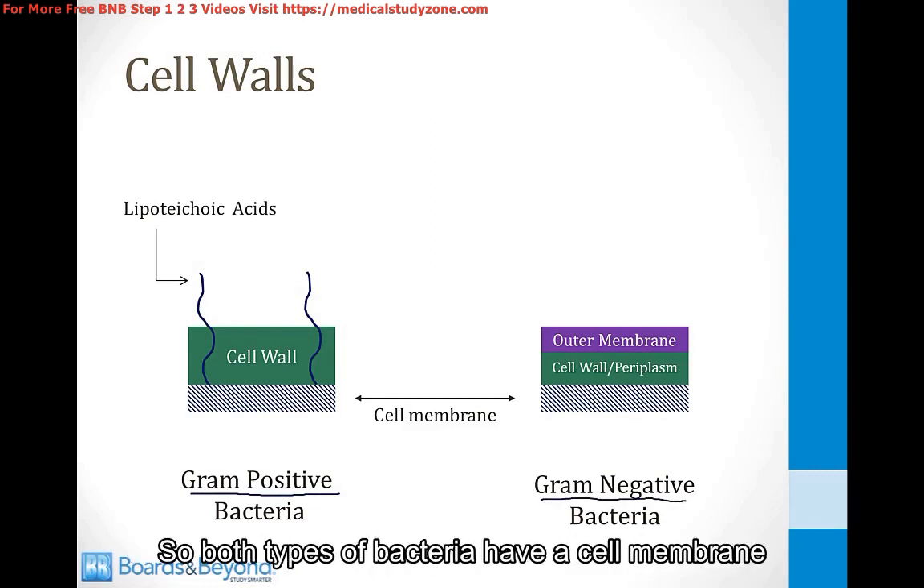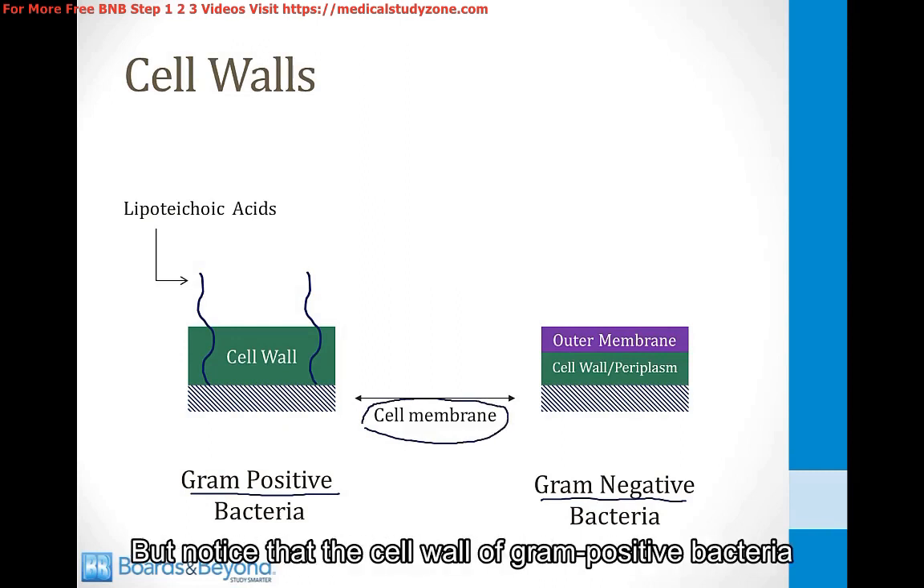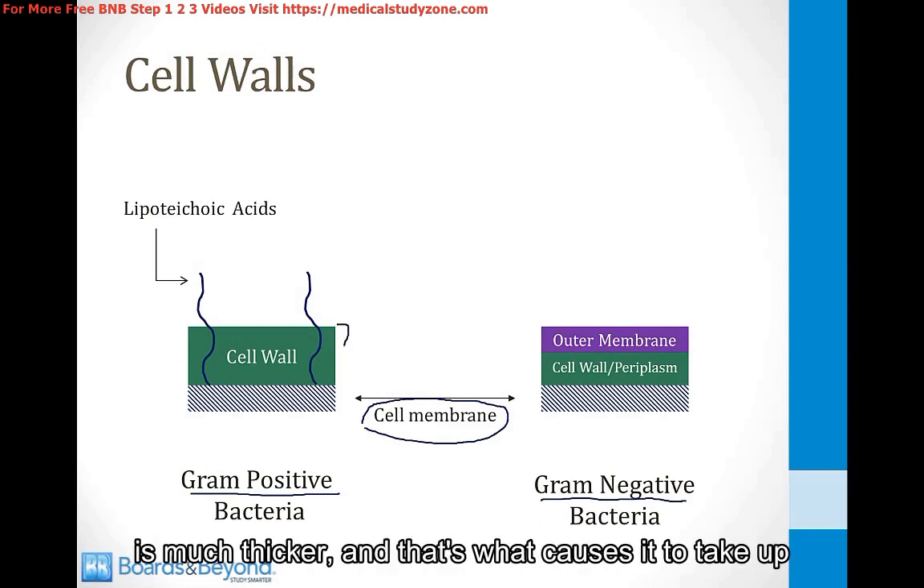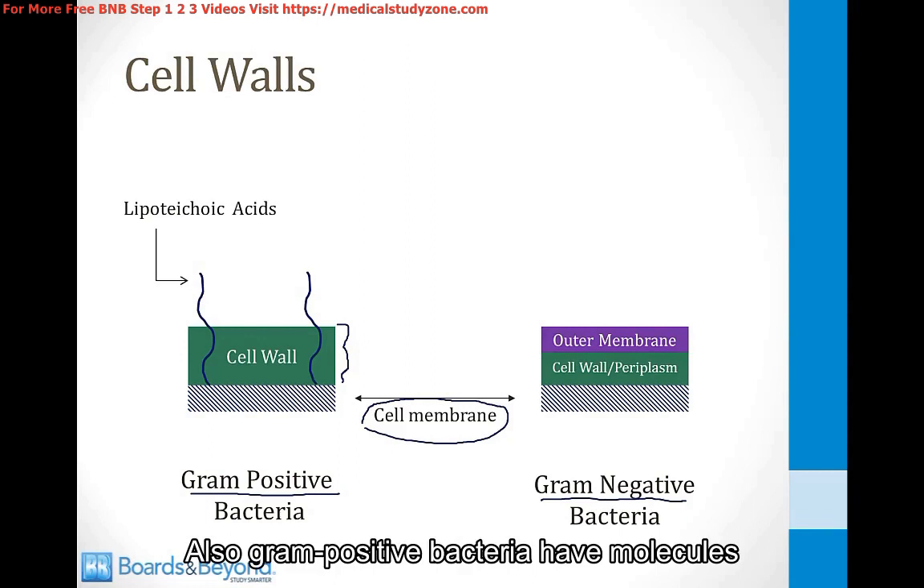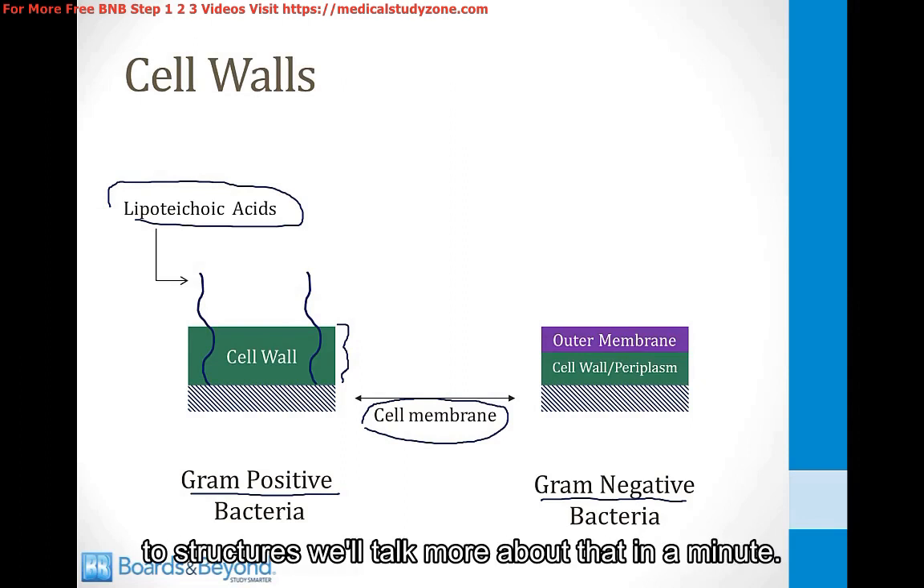So both types of bacteria have a cell membrane, and we'll talk a little bit more about that in a minute. But notice that the cell wall of gram-positive bacteria is much thicker, and that's what causes it to take up that Gram stain. Also, gram-positive bacteria have molecules called lipoteichoic acids, which help them to adhere to structures. We'll talk more about that in a minute.